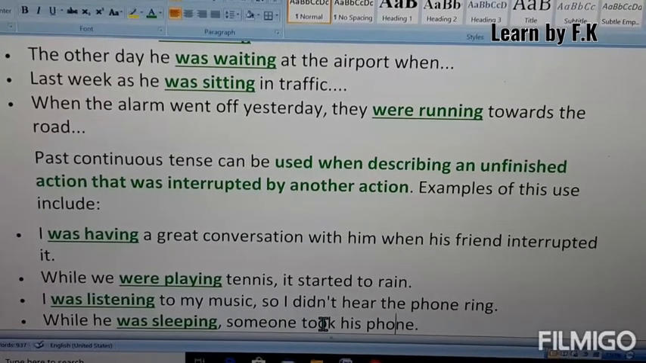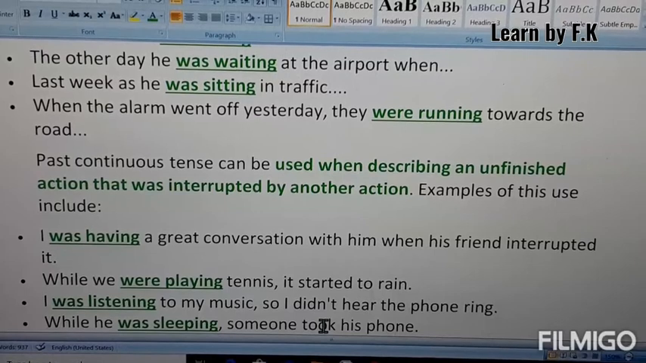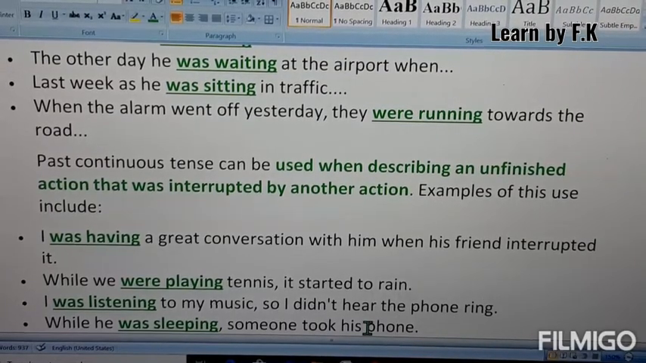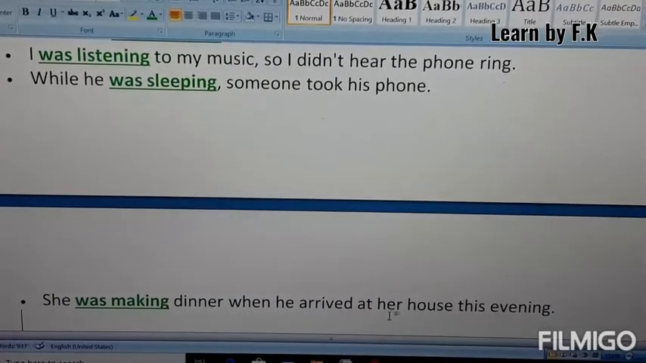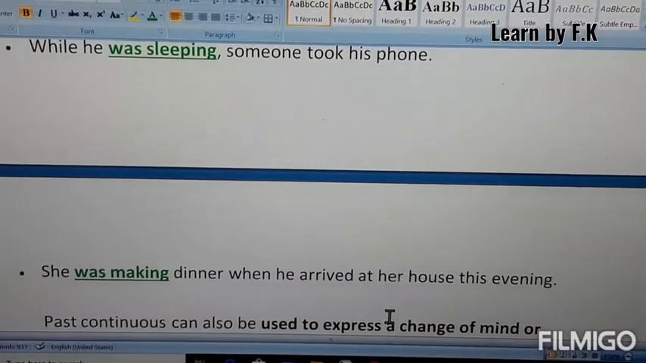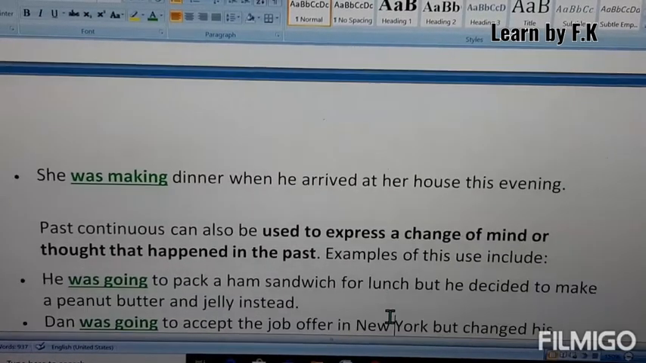I was listening to my music, so I didn't hear the phone ring. Here, I was listening to music, so I didn't hear the phone ring. This is also another example. While he was sleeping, someone took his phone. She was making dinner when he arrived at her house this evening.